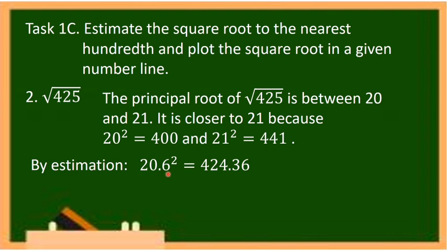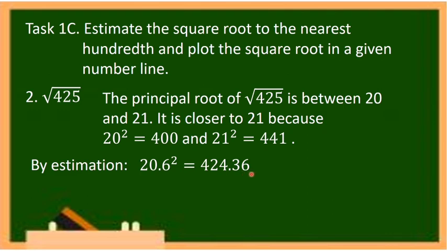So by estimation, we will choose one decimal place value nearer to 21, so we can choose 20.6. Okay, because 20.6 is nearer to 21. So we will choose not greater than 21 but less than 21. So we want 20.6 because the square root of 425 lies between 20 and 21, so it will never be greater than 21. So therefore, we will choose 20.6. And if we get the square of 20.6, it is equal to 424.36.